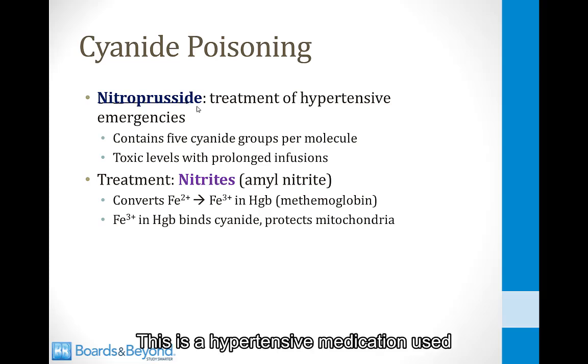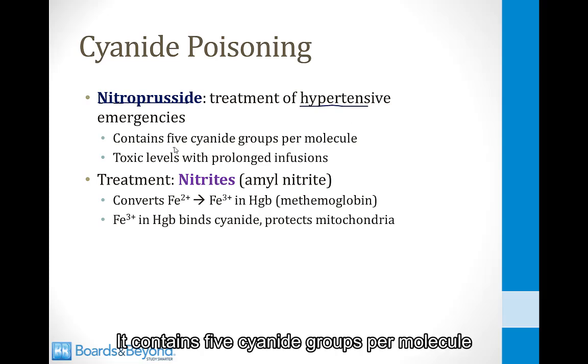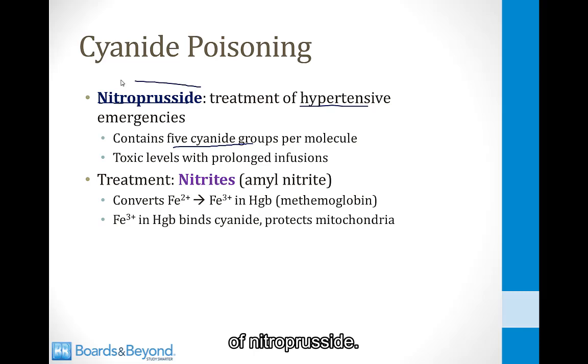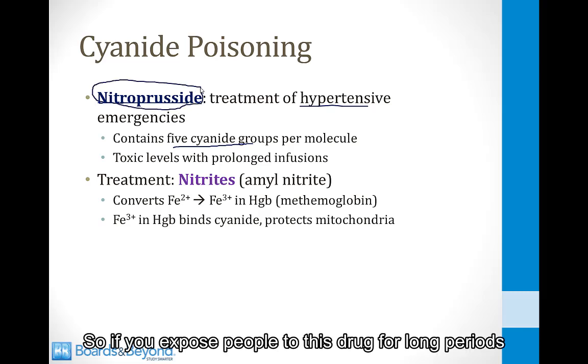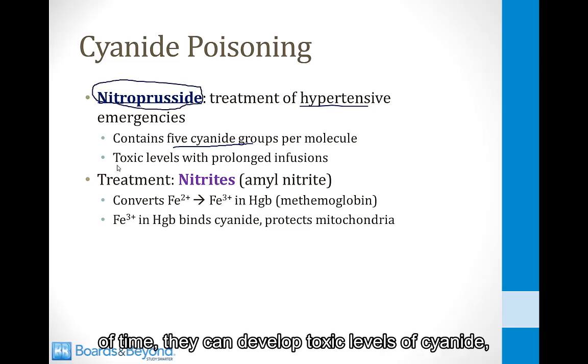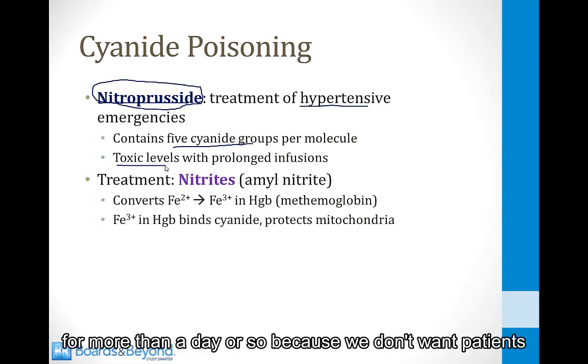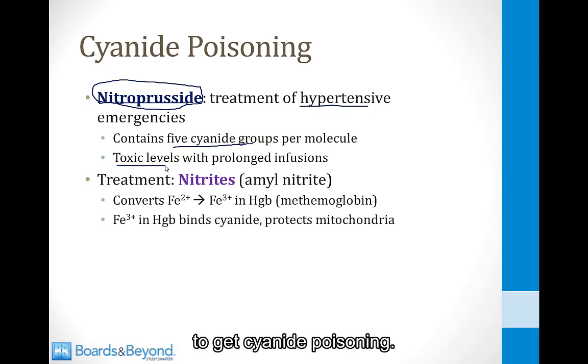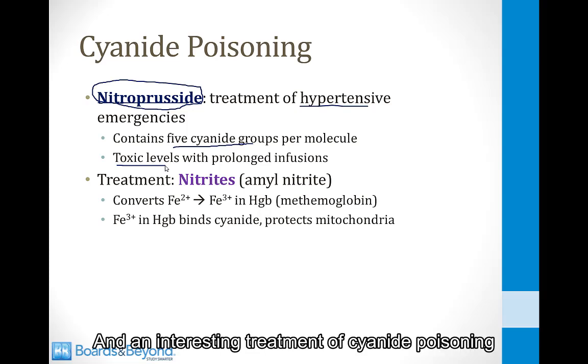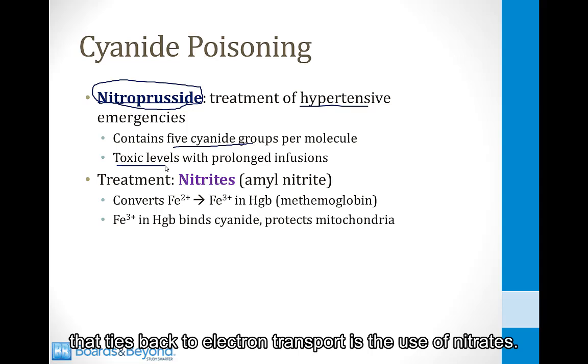This is a hypertensive medication used to treat hypertensive emergencies. It contains 5 cyanide groups per molecule of nitroprusside. So if you expose people to this drug for long periods of time, they can develop toxic levels of cyanide. In actual clinical practice, we never give nitroprusside for more than a day or so because we don't want patients to get cyanide poisoning.